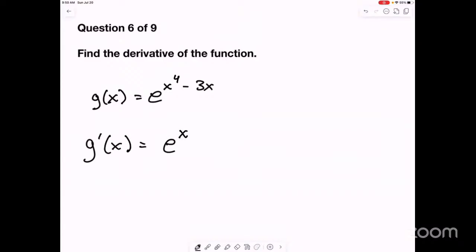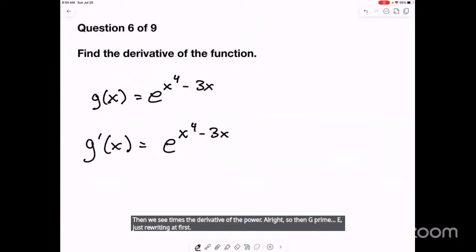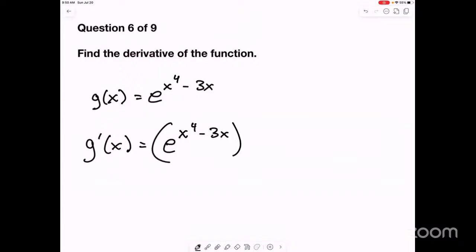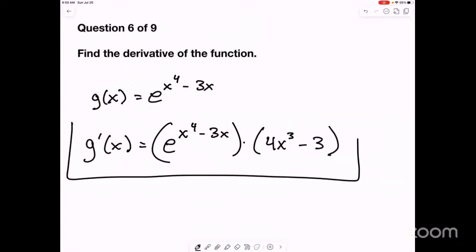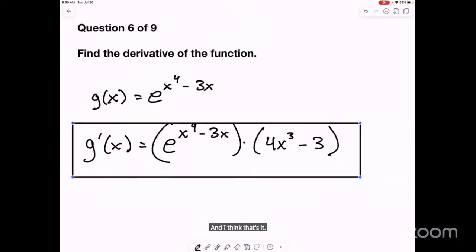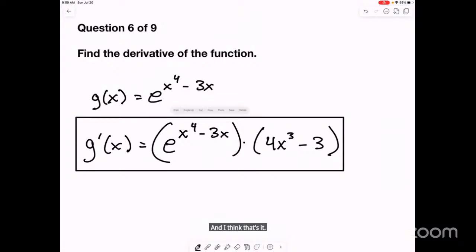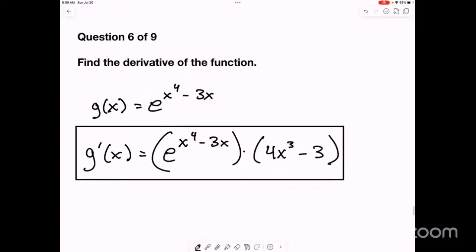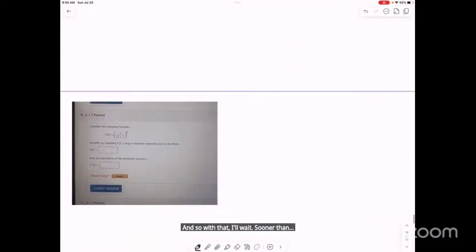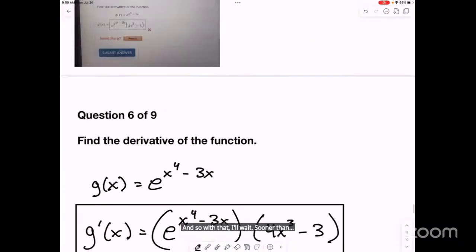e, just rewriting at first, times the derivative of the power, and I think that's it. Oh wait, is there another one? Okay, I think that was it for that one.